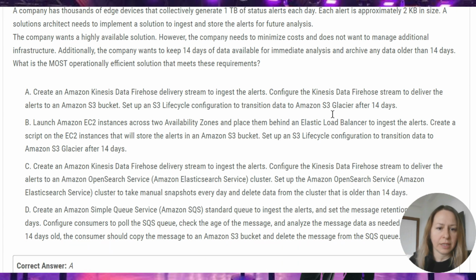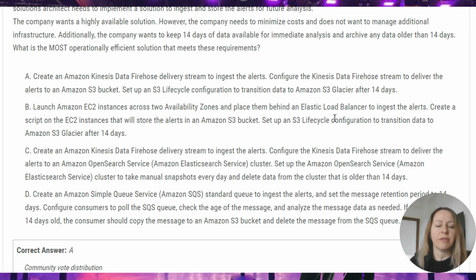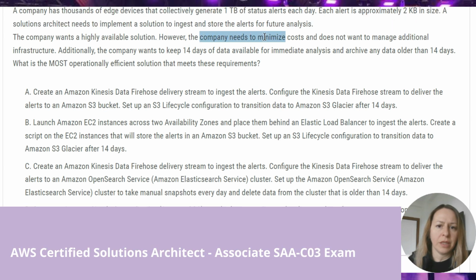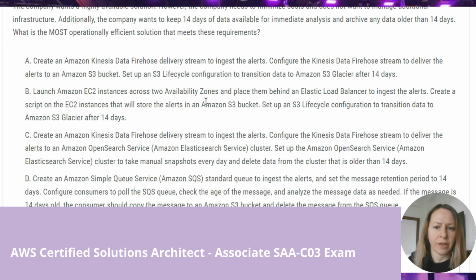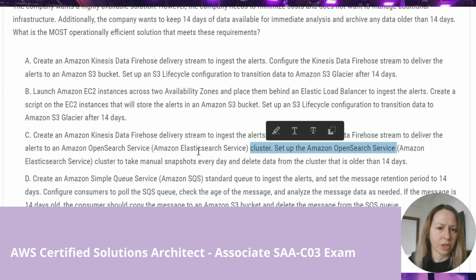Create an Amazon Kinesis Data Firehose delivery stream to ingest the alerts. Configure the Kinesis Firehose stream to deliver the alerts to an Amazon OpenSearch Service, Amazon Elasticsearch cluster. This may not be cost efficient. Let me see if there's something about the cost. The company needs to minimize cost and does not want to manage additional infrastructure. So for OpenSearch Service, that will be costly and additional infrastructure.